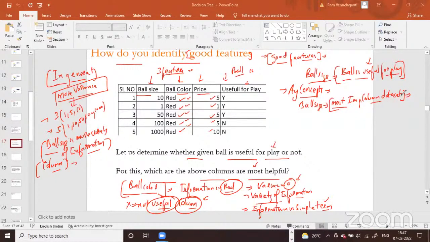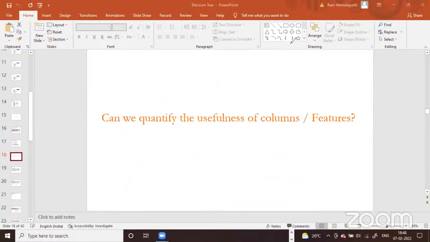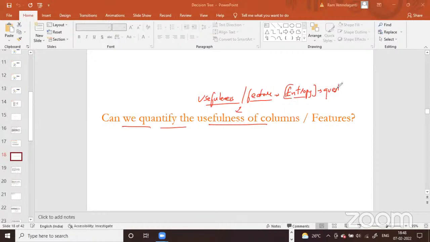But we are supposed to use our concepts, right? We are supposed to use our entropy. We're supposed to use our information gain. All these concepts are yet to be discussed first. So now the question is, can you identify in the same manner by using the concept of entropy? Can you quantify the usefulness of your columns or features? Can we find out the most important feature using the concept of entropy? That is what we would like to answer.